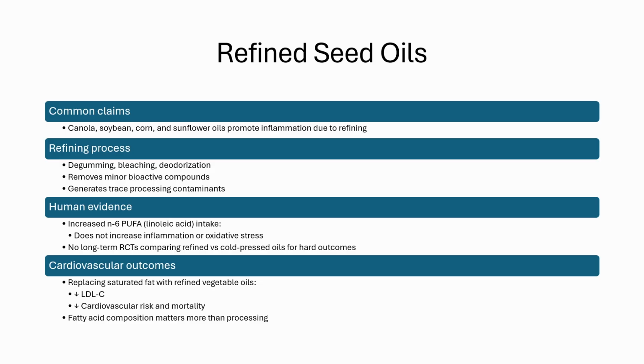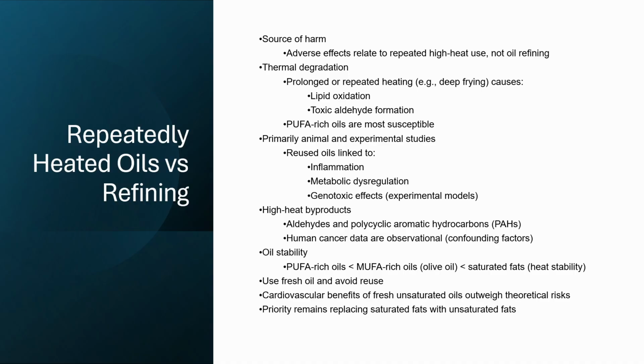Replacing saturated fats with these refined vegetable oils, despite their processing, consistently demonstrates cardiovascular benefits through LDL reduction and lower mortality risk. The adverse effects reported in some studies relate to the repeatedly heated oils, not to the refining process itself. When vegetable oils, especially those rich in PUFAs, are exposed to prolonged or repeated heating, such as deep frying, several harmful chemical changes occur. Human evidence is limited, and most of the data comes from animal studies. Animal studies consistently demonstrate that consumption of repeatedly heated oils causes metabolic dysregulation, inflammation, and genotoxic effects.